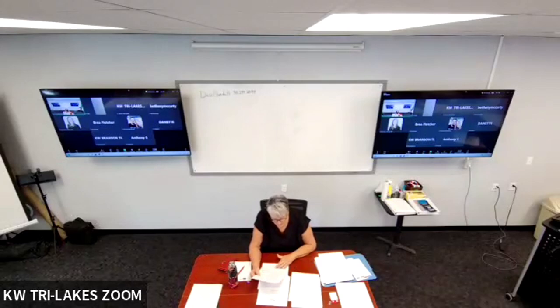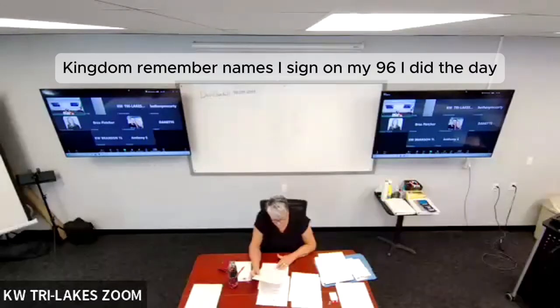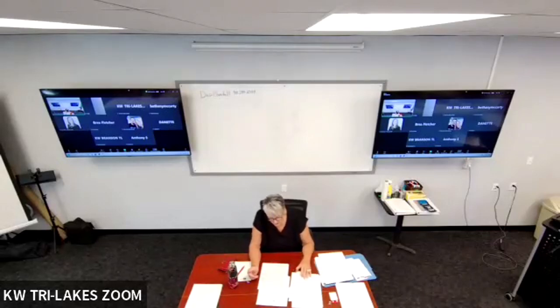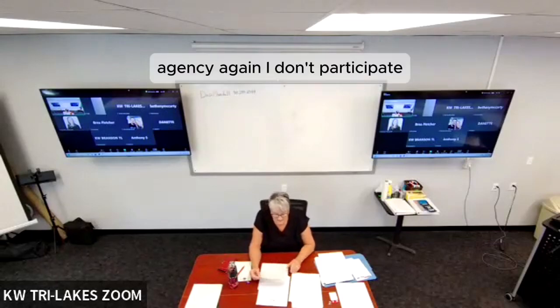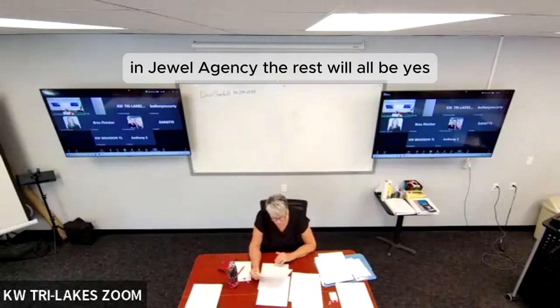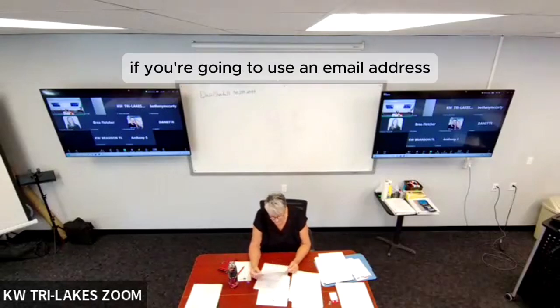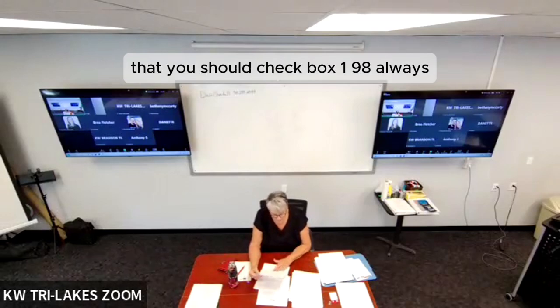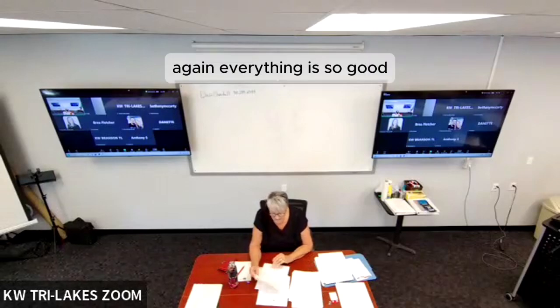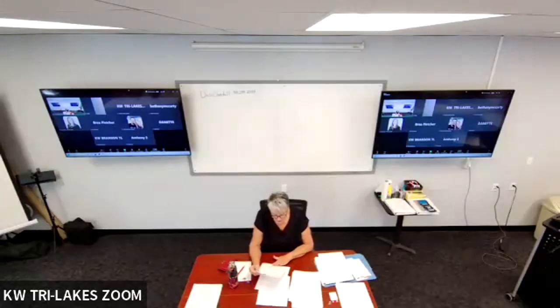91, designated agency, same thing, your name or all team member names, I sign on my 96, type in the date. Page 3, these are all the types of agency. Again, I don't participate in dual agency, the rest will all be yes. Page 4, if you're going to use an email address, then you should check box 198, always check box 218. Again, everything's already like it should be.